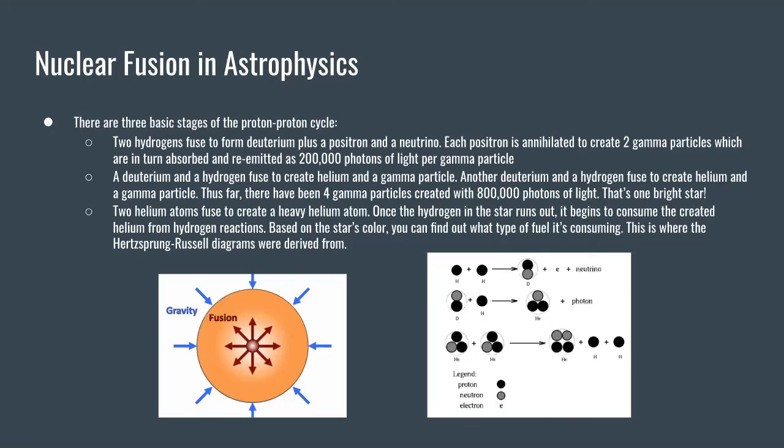So based on the star's color, you can actually find out what type of fuel it's consuming. And this is where the Hertzsprung-Russell diagrams were derived from. And the images below basically depict this. So as you can see, gravity is trying to push a star in, whereas fusion is contradicting that force and maintaining a balance. And the image on the right is just the equation format of the stuff we discussed, like hydrogen plus hydrogen forming deuterium plus positron and neutrino, and so on.